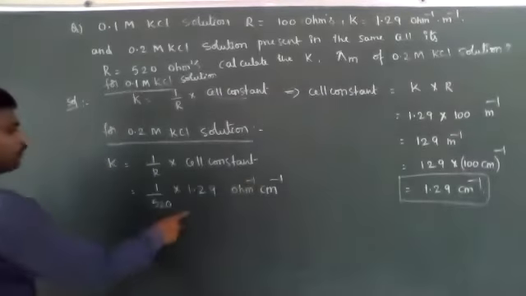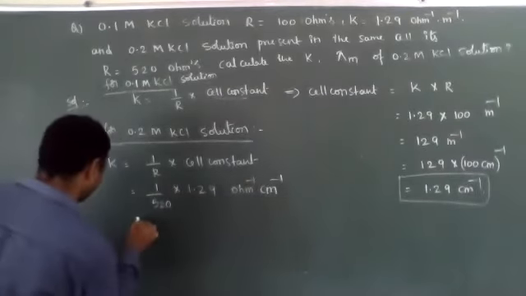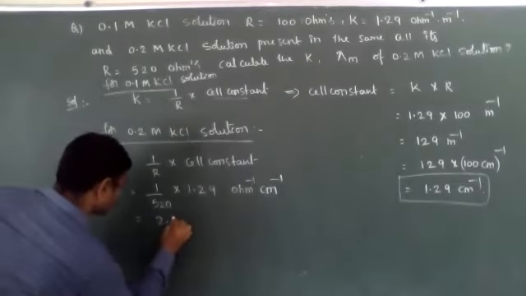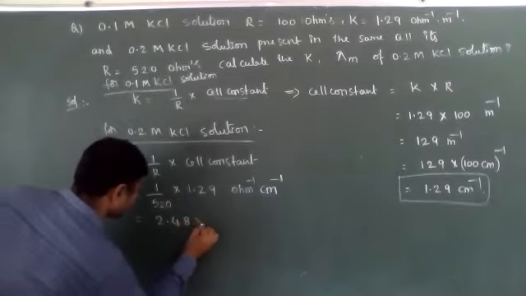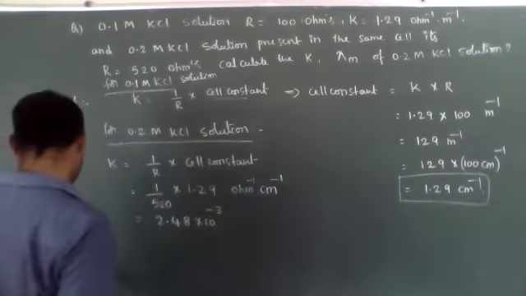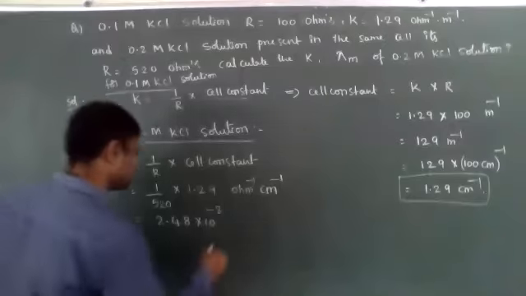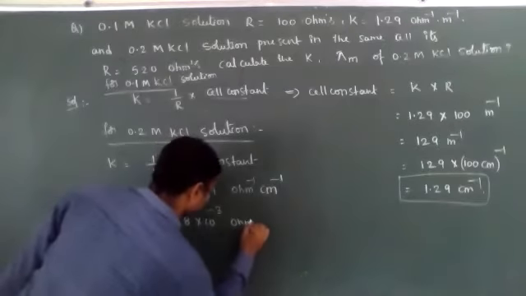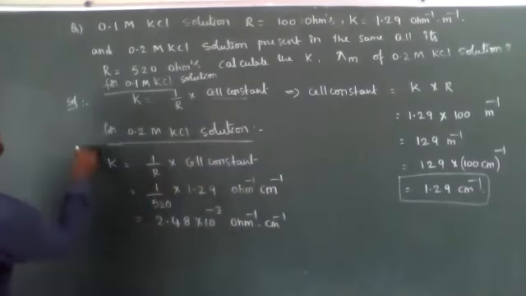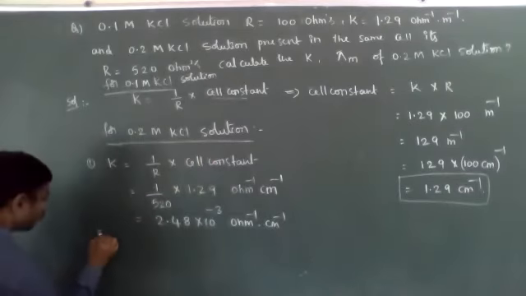So if you multiply 1.29 by 520, how much will we get? We will get approximately 2.48 into 10 to the power of minus 3 ohm inverse centimeter inverse.